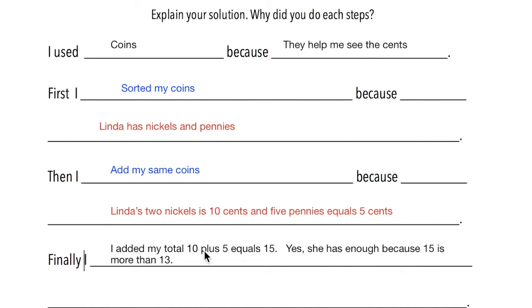And then finally, I added my total. 10 plus 5 equals 15. So yes, she has enough because 15 is more than 13. Again, remember, action, what did I do? And connection, connected to the story.